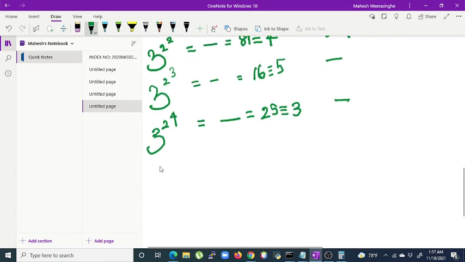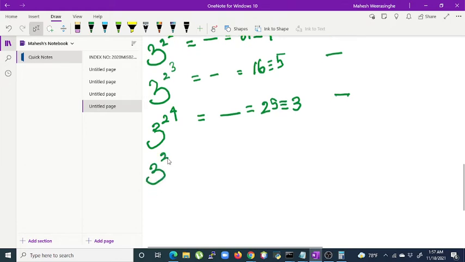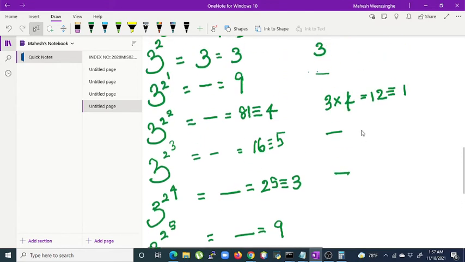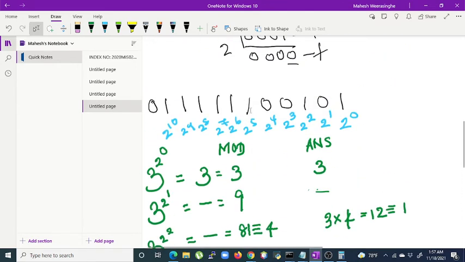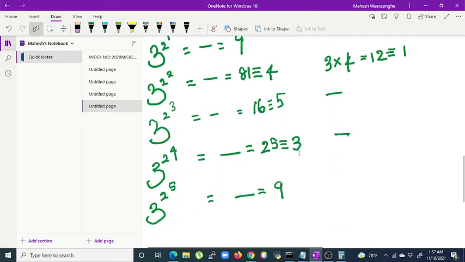Then let me type this next step. 3 to the power 2 to the power 5. It's 3 square, that means 9, so it's not going to be changed. But here 2 to the power 5, it's 1, so then that means it goes to the answer. So then you have to multiply the previous value, which is 1, by 9, and here it's 9. Okay.